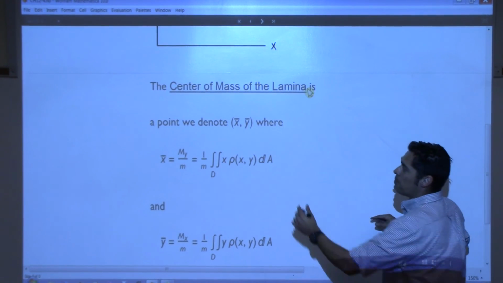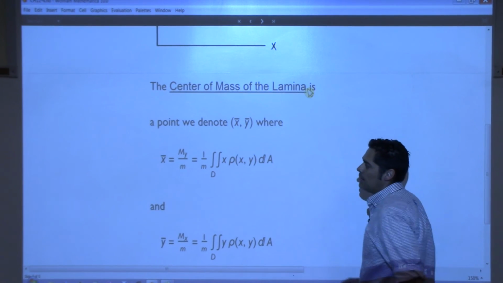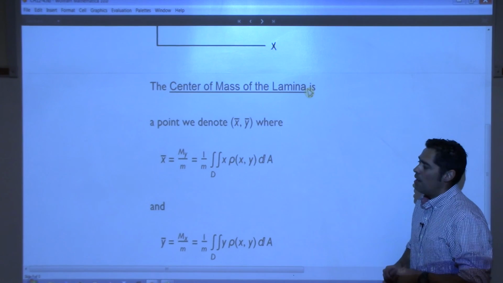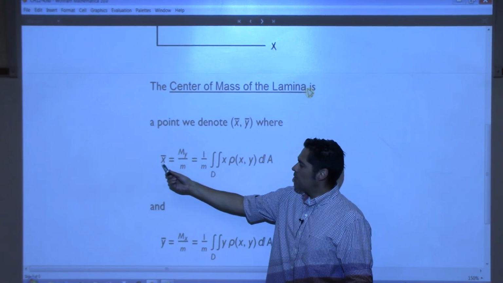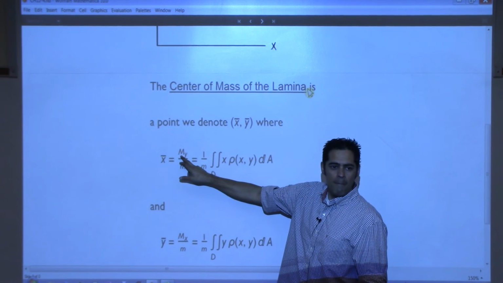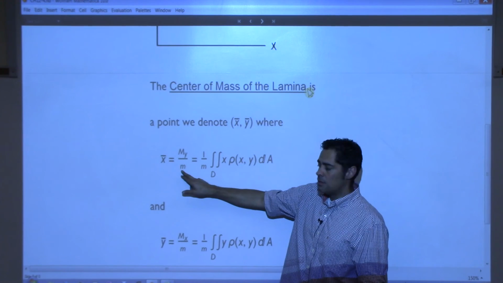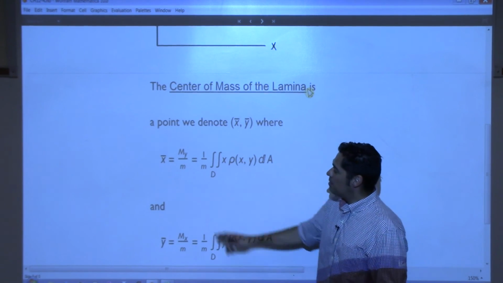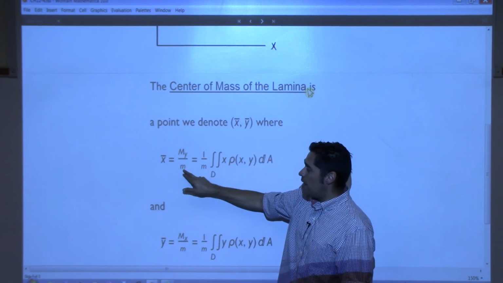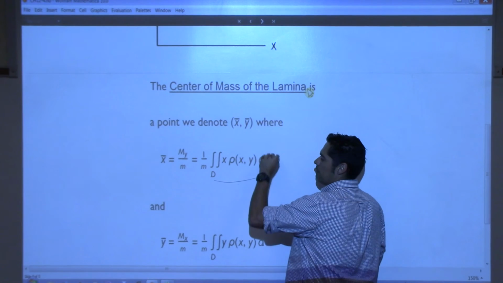So finding the center of mass is computed. The center of mass is a point. It has an x and a y coordinate. We call it x bar, y bar. And look at what you do to compute the x and y coordinates. To compute the x coordinate, you have to take the moment and divide it by its mass. To find the x coordinate of the center of mass, you take the moment about the y-axis and you divide it by the mass. Remember, this was the moment, right?